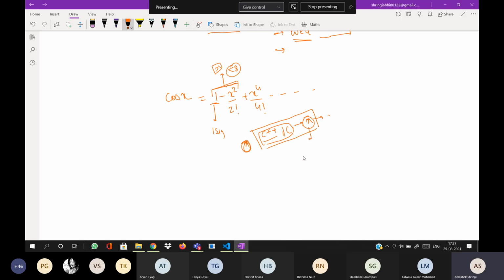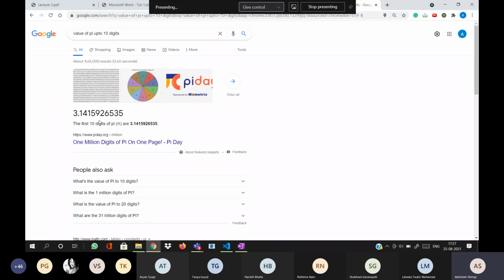The expansion of pi goes up to millions of places, 3.14 and so on. You can see here the first 10 digits. If we square it, there will be more significant digits. There will be more than 8 significant digits even in the second term only, and more in the later parts.